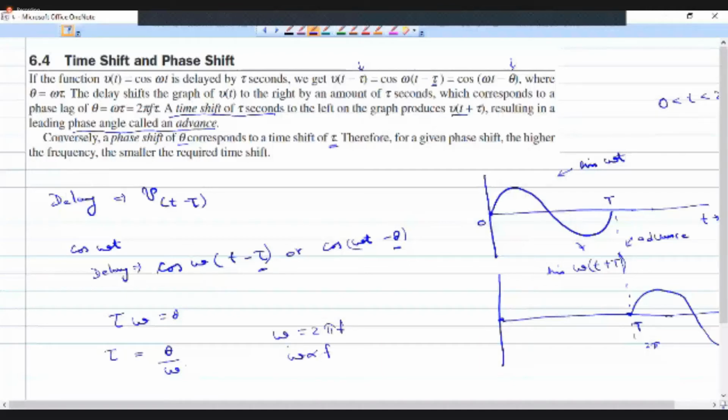So what happens when we increase the frequency? When we increase omega, it means that the time shift is going to, that is, for a given phase shift, if theta is given as a particular value and our signal is having a higher frequency, that is omega is high, it means that the time shift required is getting reduced, as you can observe from this relationship.